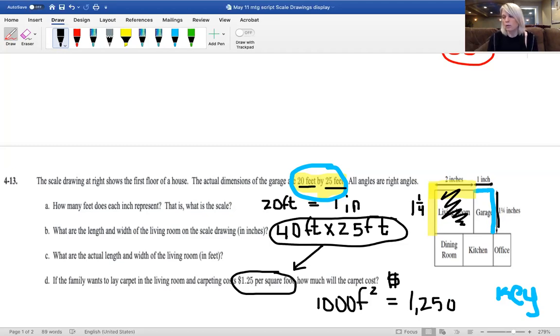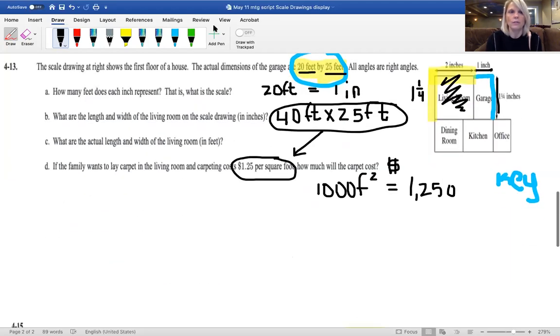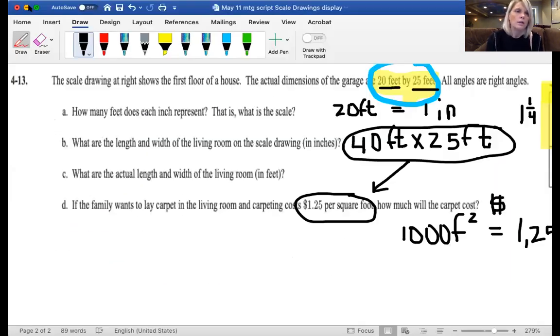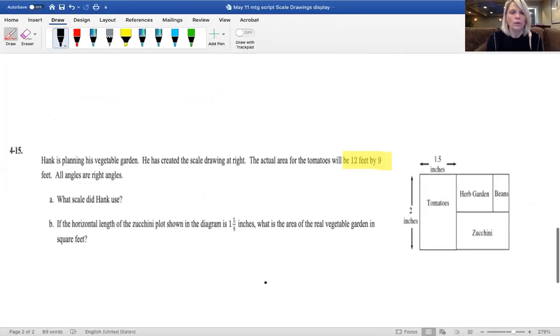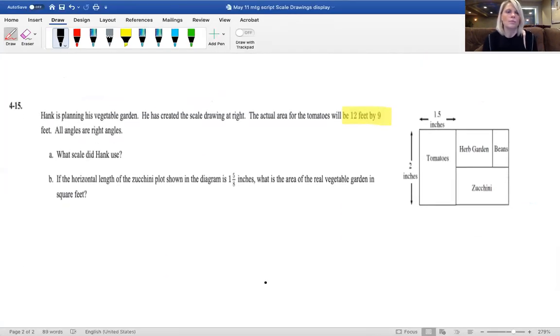So those are sort of low level. The next one is going to take more work. This one's definitely the hardest of the bunch. So those were sort of more review. This one will be a little bit more difficult. Last one I wanna do.